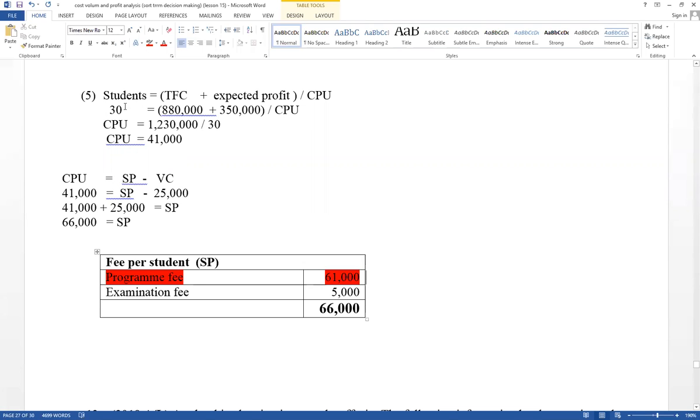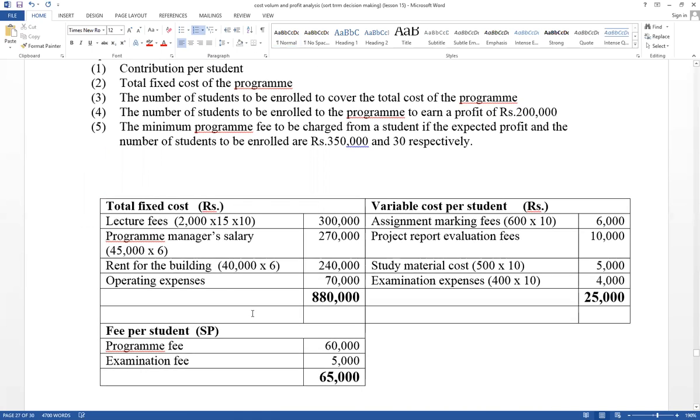Number of students should be 30 participants and expected profit equals 350,000. Thus, in this situation, there's a minimum program fee. Therefore, first one try to calculate the new contribution per unit. Then you know how to calculate contribution per unit. By using the contribution per unit equation, the new selling price can be calculated. Therefore, the new selling price included examination fees as well as program fee. Therefore, for question number 5 answer, there's a minimum program fee. Therefore, minimum program fee equals 61,000.